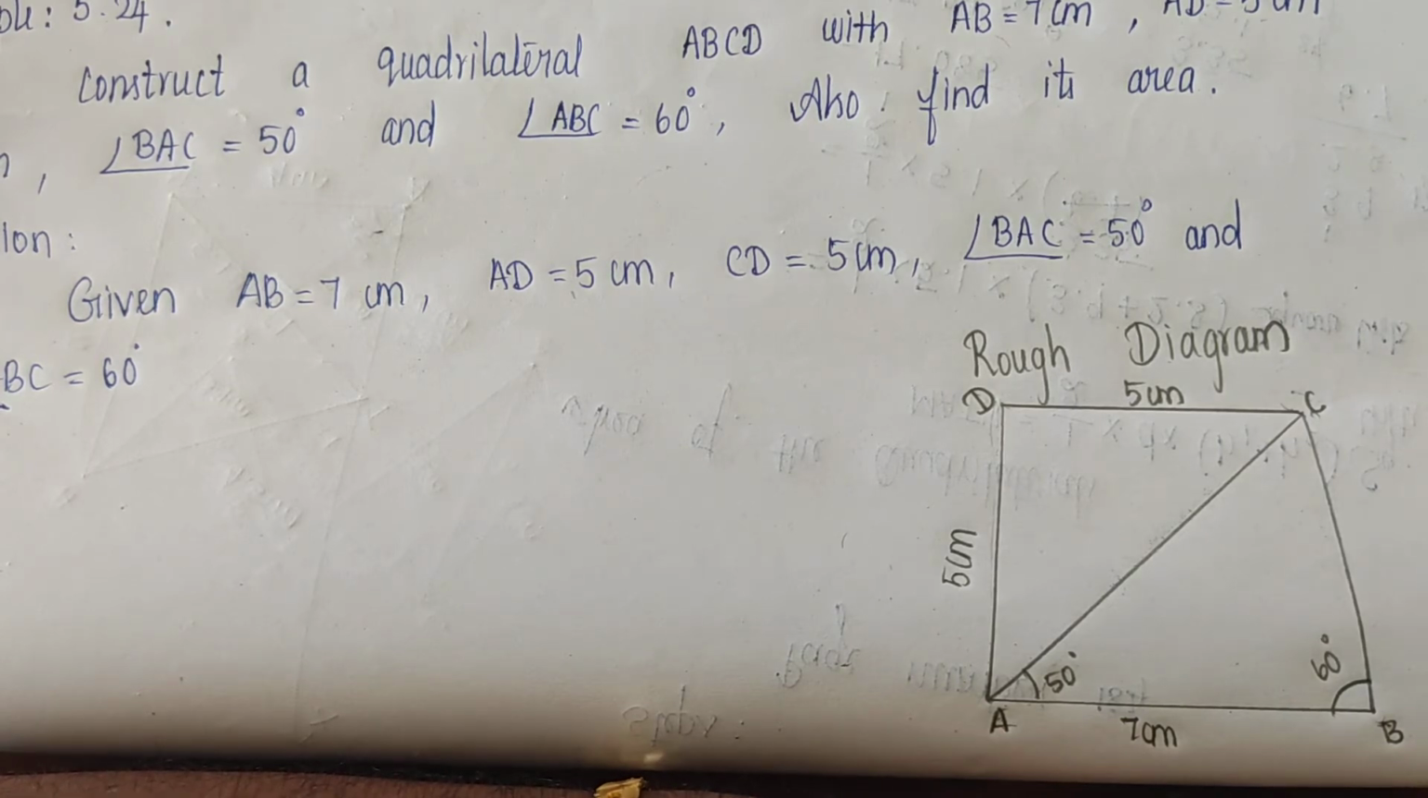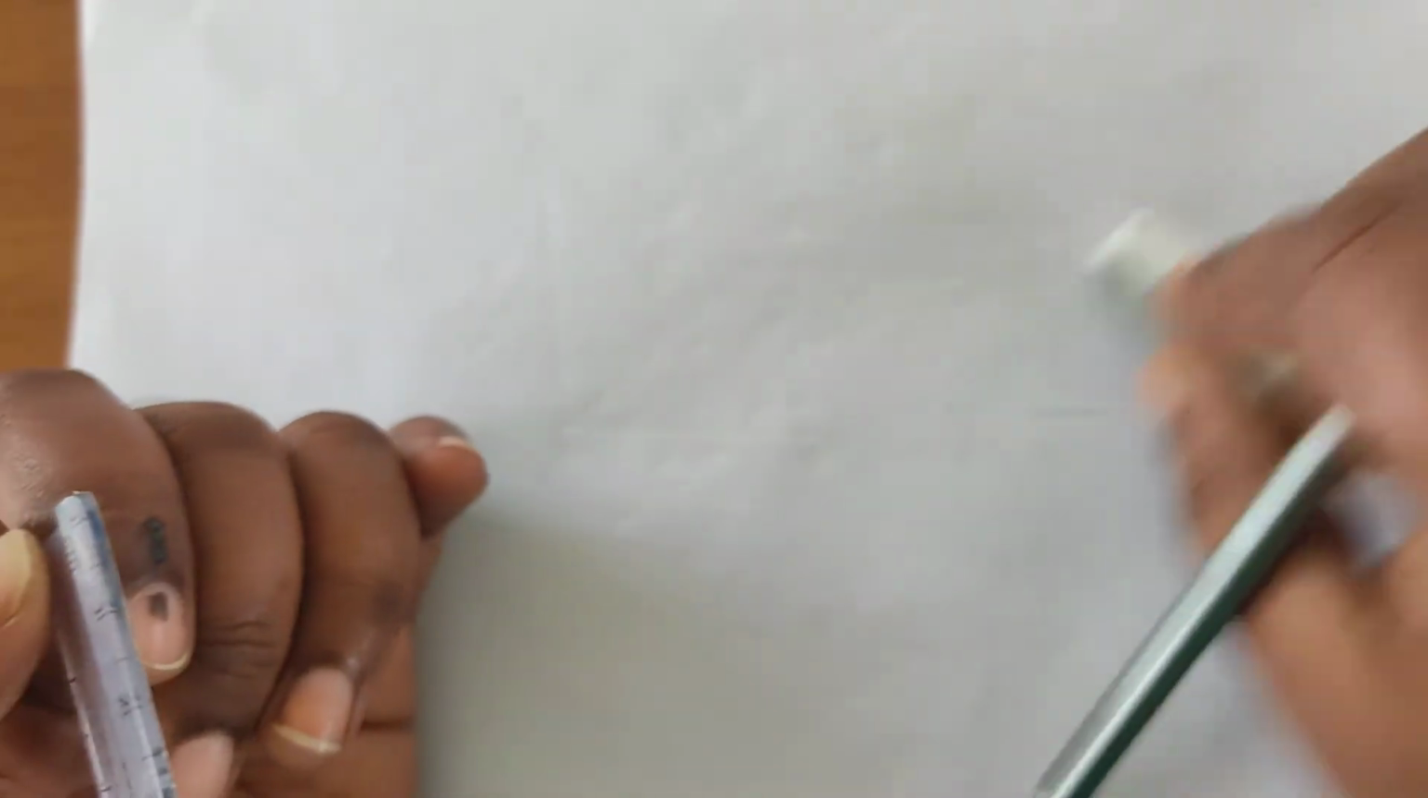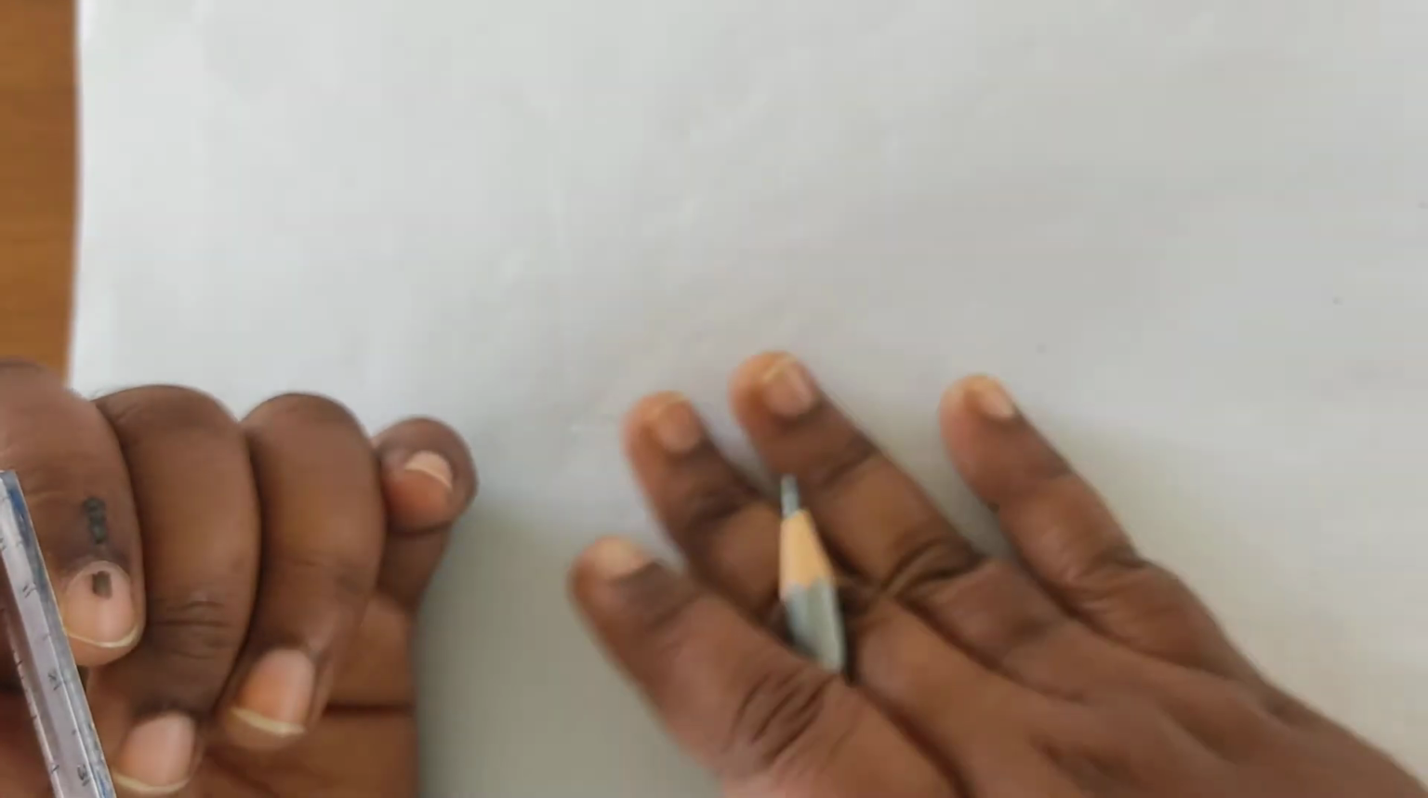Next, the main diagram. So, turn to a new page. First we draw a line AB equal to 7 centimeter. Look at the rough diagram and draw the main diagram. So AB scale is 7 centimeter.